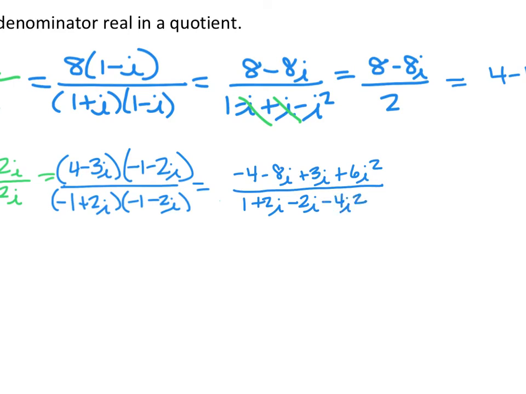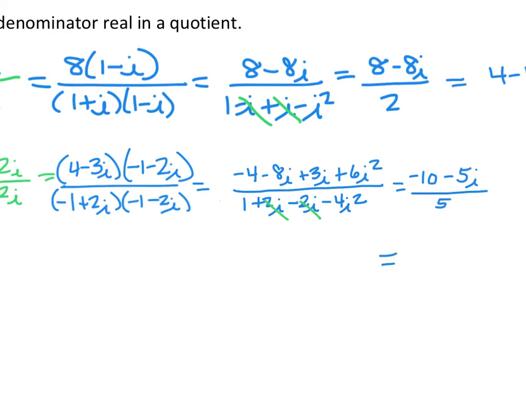So we can kind of simplify things up. These are canceling. And in the numerator, I have negative 4 plus 6i squared. i squared is a negative 1. So that's negative 4 minus 6, which is a negative 10. Negative 8i plus 3i is a minus 5i. And the denominator, we have 1 minus 4i squared. i squared is a negative 1. So that's 1 plus 4, which is 5.